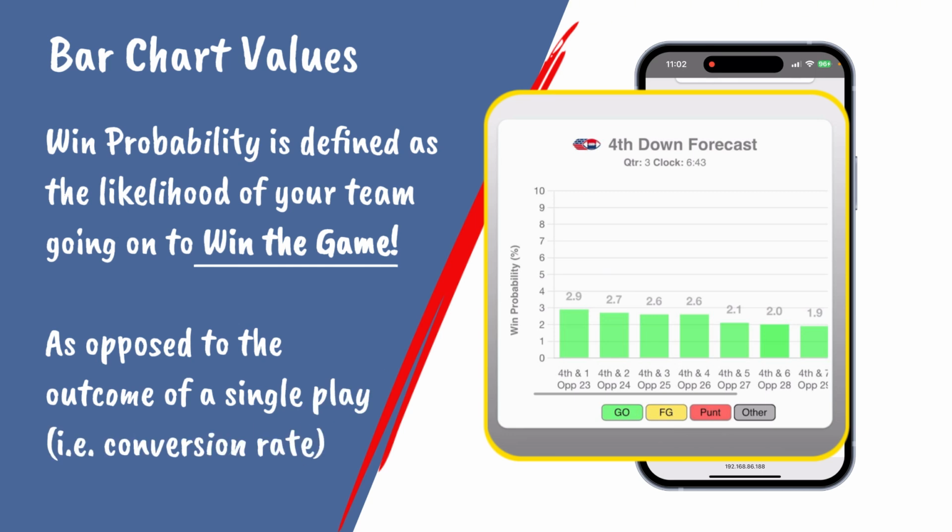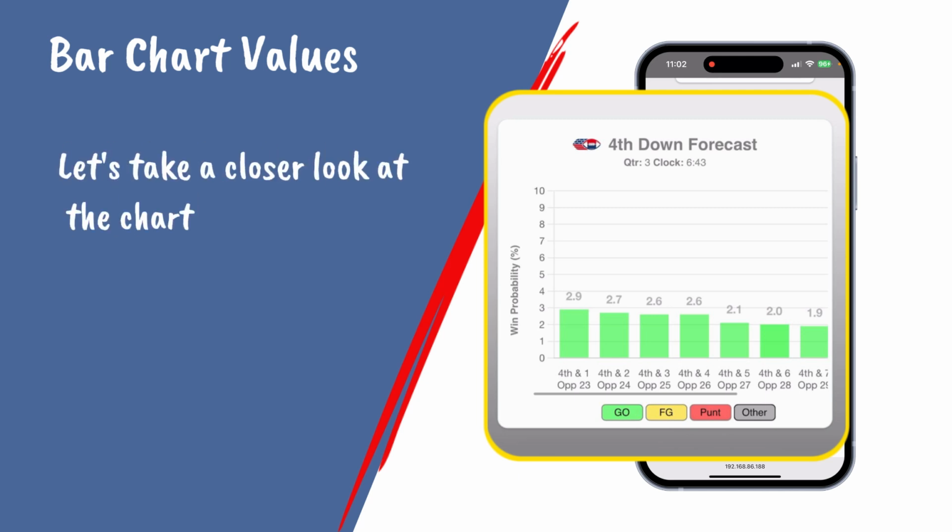So if your team's in field goal range, this number represents the difference in win probability between going for it versus attempting a field goal. Otherwise, it's the difference in win probability between going for it versus punting. For example, let's take a closer look at the bar at the leftmost section of the chart, the one for 4th and 1 at our opponent's 23-yard line.